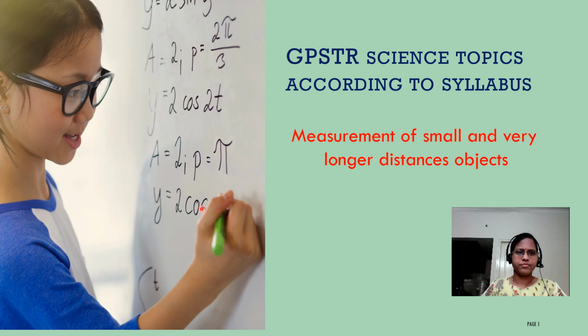Here I am going to discuss GPSTR science topics according to the syllabus. Here the topic is measurement of unit and dimensions. In that, one particular important topic is measurement of small and very long distance objects. In this class, we will come to know how to measure very small things, like the size of a molecule or size of an atom or diameter of an atom, then very long distances like the distance between the planet and the earth, distance between sun and earth, and how to calculate them. Let us discuss in detail in this class.